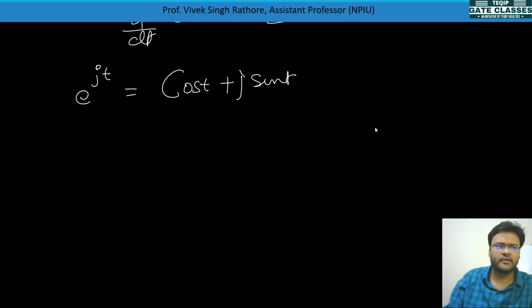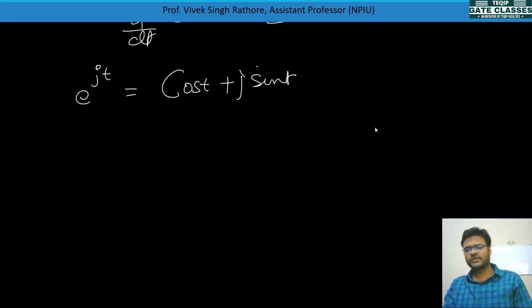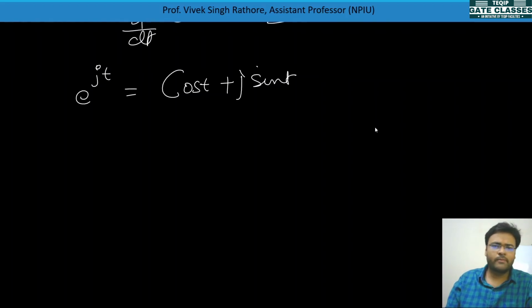For a complex valued signal, let's take an example of e to the power jt. This is a basic complex valued signal. It is actually cos t plus j sin t. e to the power jt is called the Euler signal. For a complex valued signal, the condition is almost the same.